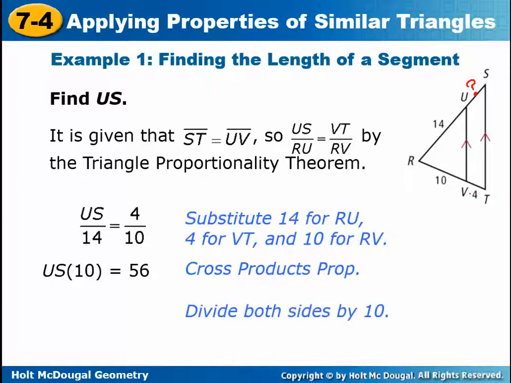So it's a pretty easy problem, but you really have to make sure that you set up the proportion correctly. Like if you had said 14 over US equals 4 over 10, you'd get the wrong answer. So we get the answer of 5.6 or 5 3/5.